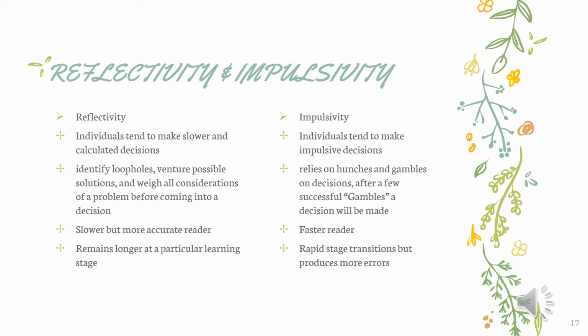Reflective students are slower but more accurate readers. Impulsive students read faster. A reflective student remains longer at a particular learning stage, while impulsive students have rapid stage transitions but produce more errors.